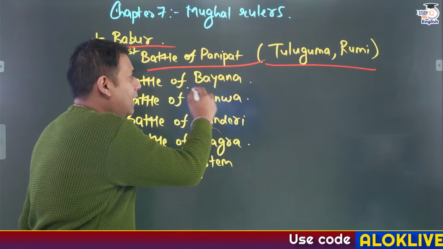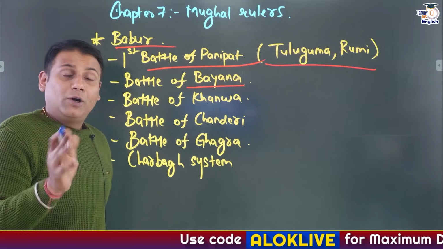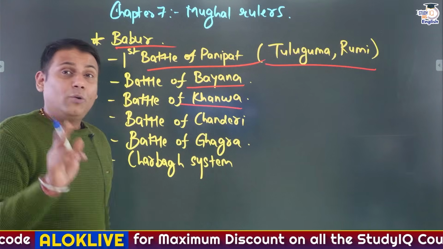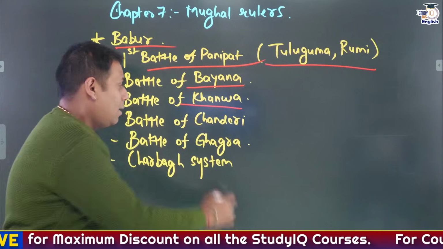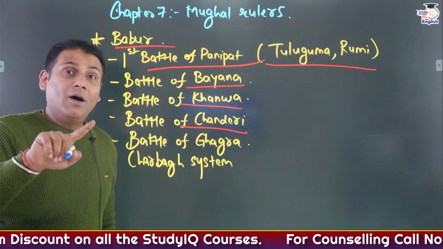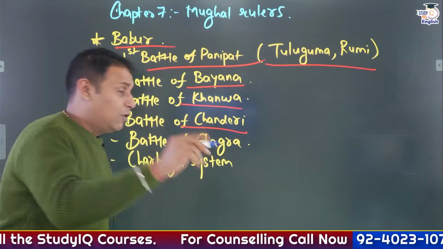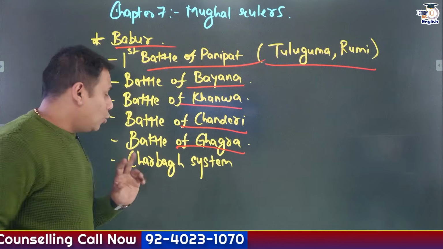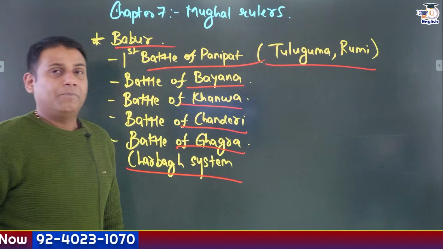Battle of Bayana, which is located near Agra, between Rana Sanga and Babur. Battle of Khanwa, between Rana Sanga and Babur. Battle of Chanderi, between Babur and Medini Rao. Battle of Ghagra, Mahmud Lodi and Babur. And also go through the Char Bagh system.